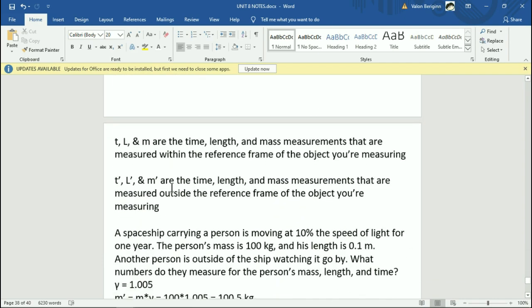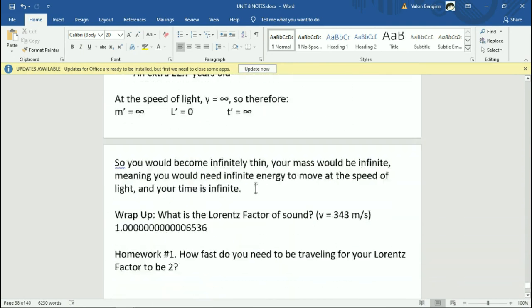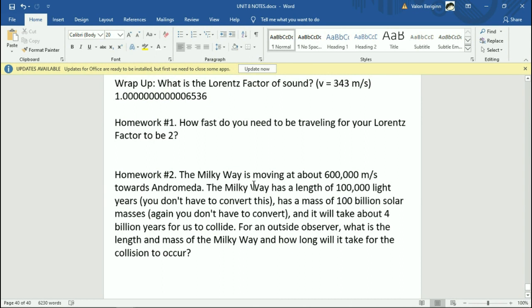Also, you should always check: are the numbers I'm given the normal numbers, or the prime numbers, and therefore which one am I solving for? Remember, the prime numbers are the ones measured by the outside observer. Here it's asking, for an outside observer, what are the numbers? We are in the Milky Way, so we are moving with it. Because of that, these numbers are the normal numbers, not the prime numbers, and you are solving for the prime numbers. Sometimes I'm actually giving you the prime numbers, and you have to solve for the non-prime numbers. So you have to be careful, but this one is the more straightforward example, so you can see how this works.